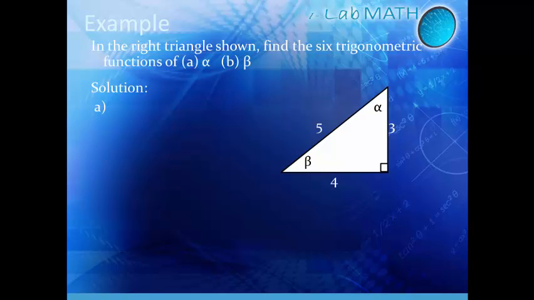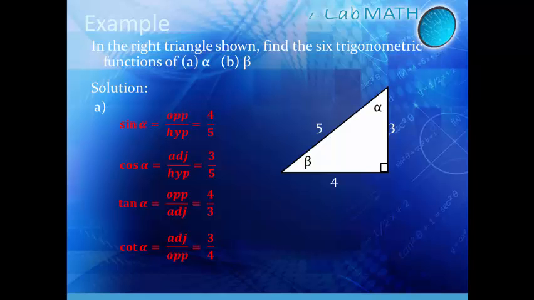Consider the right triangle shown. Sides given 3, 4, 5. Let us first find the 6 trigonometric functions of alpha. Sine alpha equals opposite over hypotenuse equals 4/5. Cosine alpha equals adjacent over hypotenuse equals 3/5. Tangent alpha equals opposite over adjacent equals 4/3.